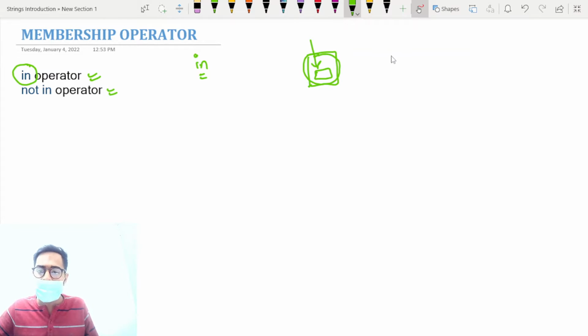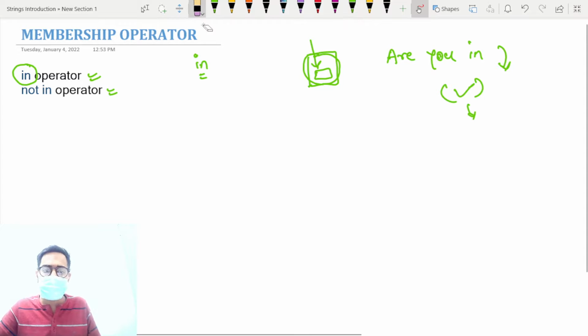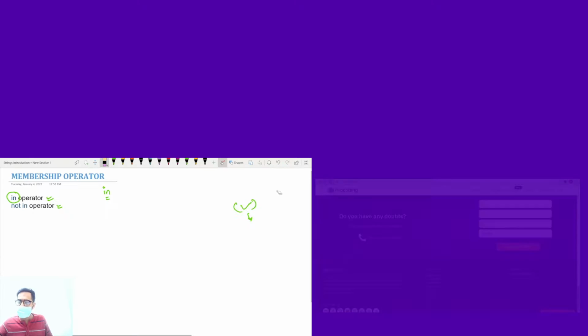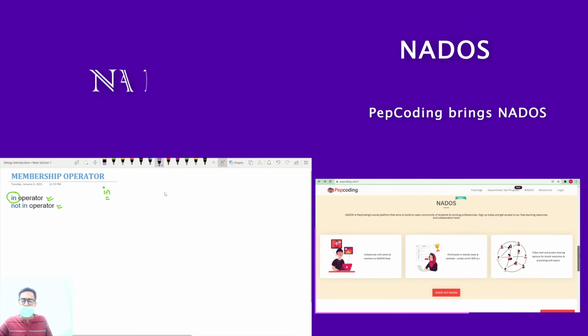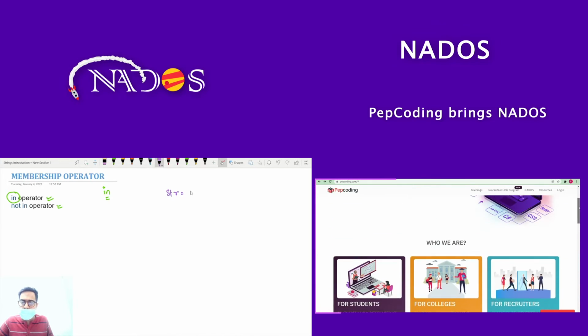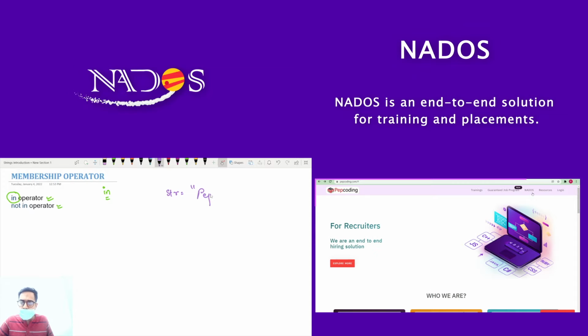If I say, "Are you in?" that means, are you ready, or are you inside? Similar is the case with this in operator. It is just a normal English word, and you will be using it over a string. Suppose I have given you a string in which Pepcoding is written.